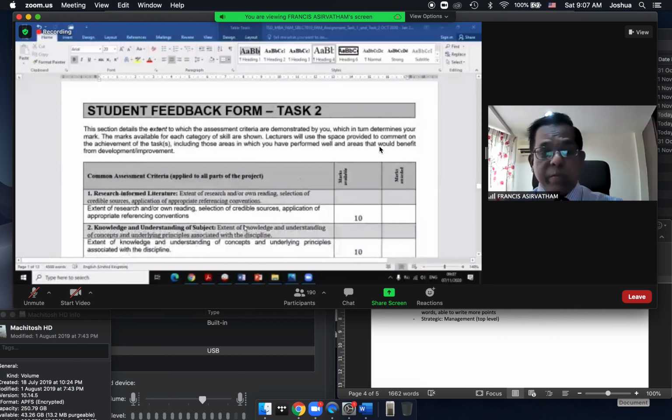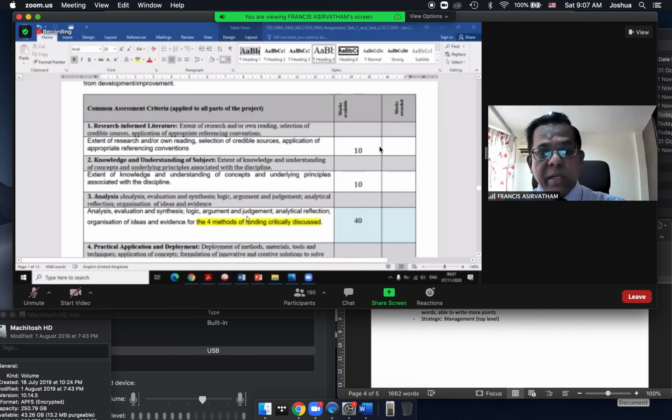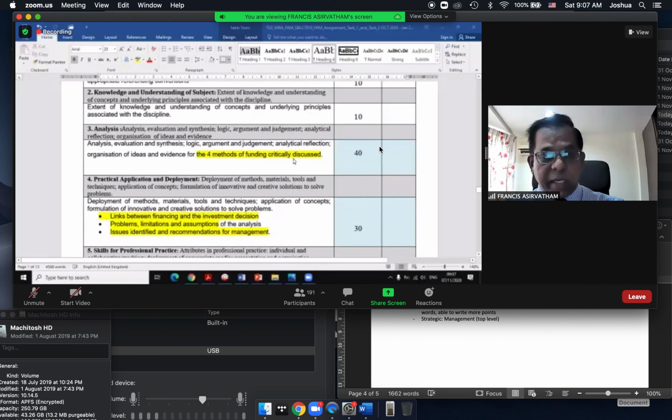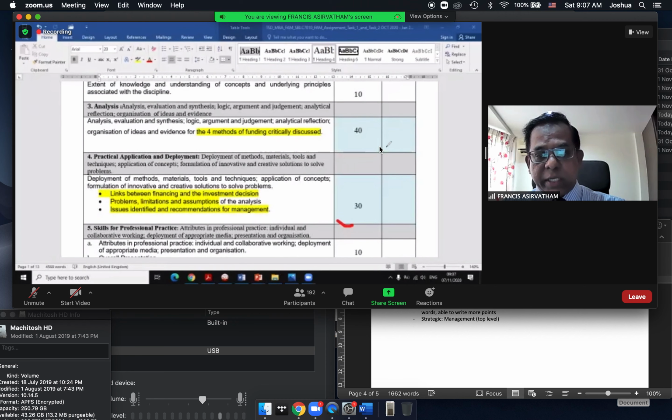So I will not be going through this question again and again. Although it's written very clearly, it's highlighted here. You can see methods, problem. I'm not going to go through that. And you can see the mark allocation in this section. All right, because it's already translated into the guideline.